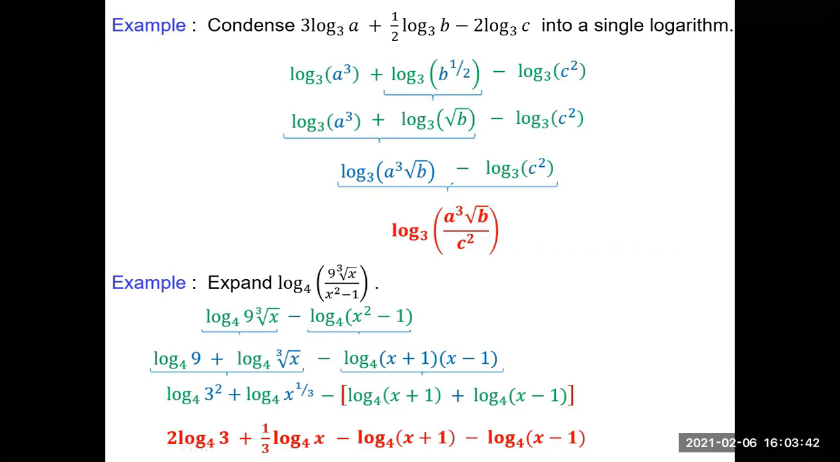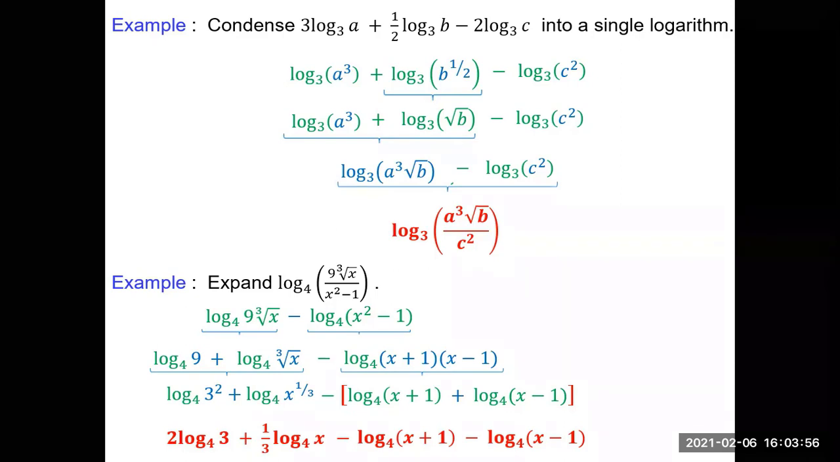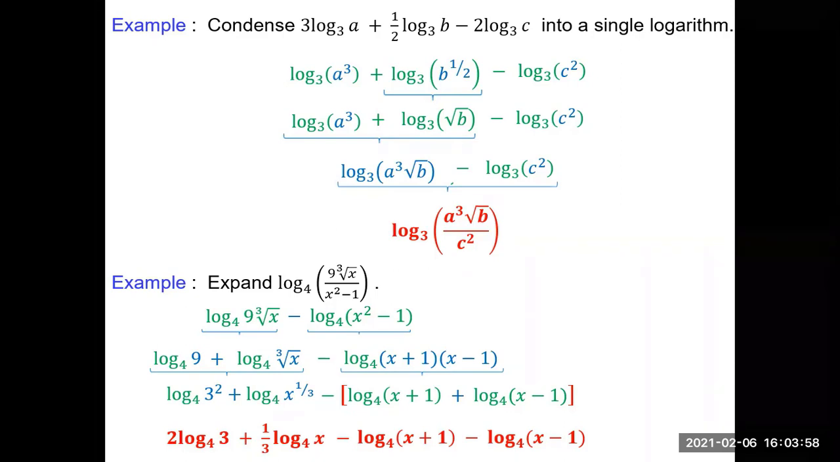So aside from the basic properties that allow us to simplify numbers, we also have 3 other properties, the product rule, the quotient rule, and the power rule, that allows us to break apart and combine logarithms if the argument is ever a product, quotient, or power.